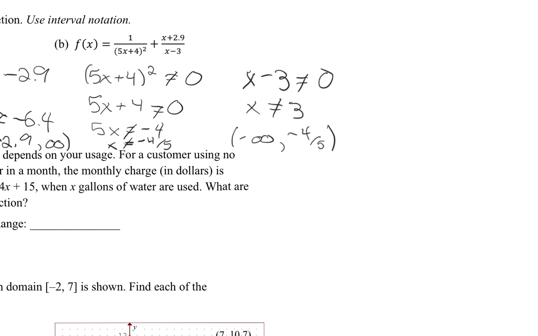Then our interval stops. We start again at negative 4 over 5. We go up to 3. Stop again. And start again at 3. Go all the way to positive infinity. Okay? So the reason those breaks in the interval happen is because we have these specific x values that x can't be equal to. So we need to take those out of the interval.